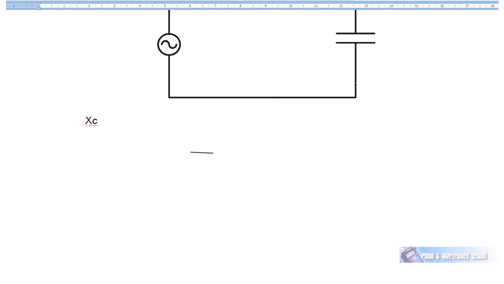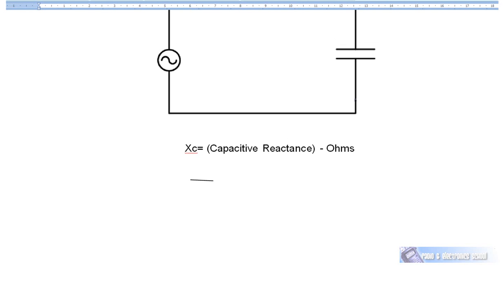So, repeating that again, the amount of opposition that a capacitor has to current flow is called capacitive reactance. And it's measured in ohms. And there's an equation for capacitive reactance that I'll be showing you shortly. You don't have to know the equation, but you do have to know about how changes affect the capacitive reactance.